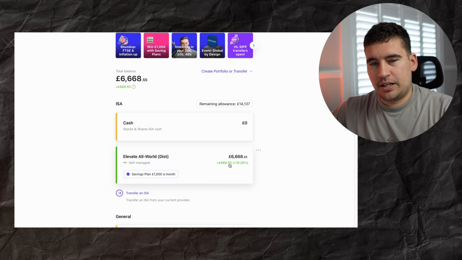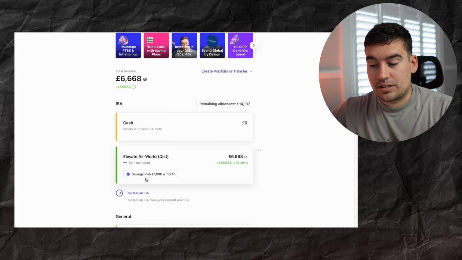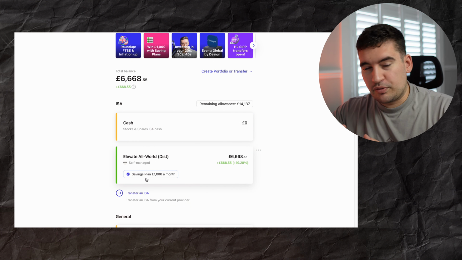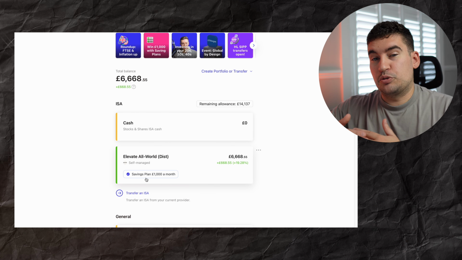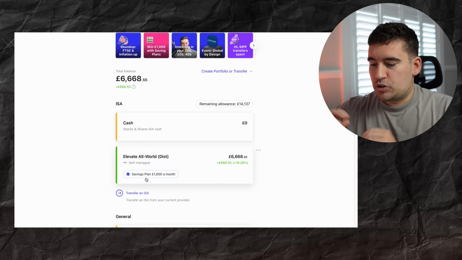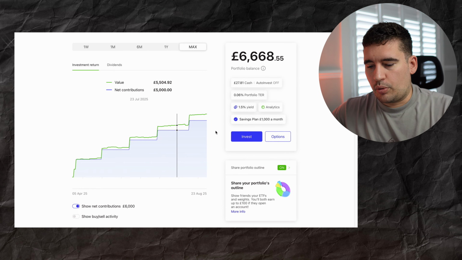So yeah, top line stats, it's currently showing that we've got a 19.28% rate of return. The other piece that you can also see is the savings plan of £1,000 a month. So that goes in on the first of every month, whether the market's high or low. You know, after payday at the end of the month, on the first of every month, £1,000 of my money goes into this account. And that's then split out between these ETFs and the weightings that I've chosen, which I will show you shortly.